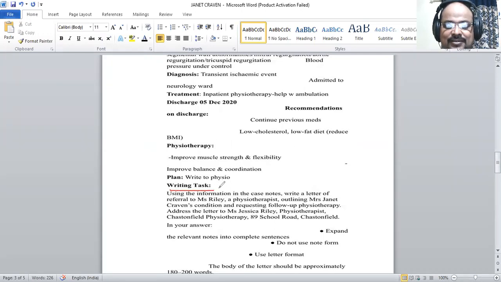Today we have the writing task of Mrs. Janet Craven. This is a letter to a physiotherapist. Her name is Ms. Riley. So here we need to outline Mrs. Janet Craven's condition and request follow-up physiotherapy. So we are writing to Jessica Riley, the physiotherapist. So let's see the picture in detail.